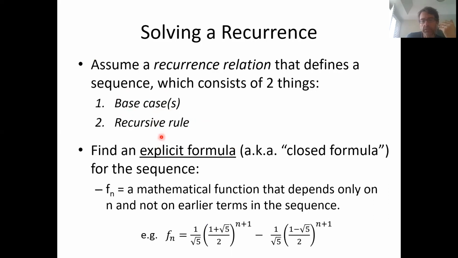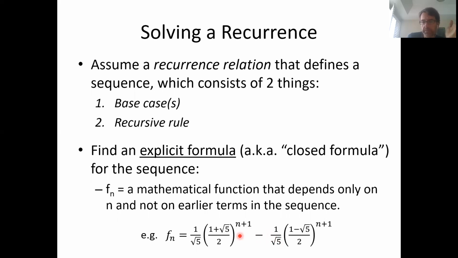Alternatively, an explicit formula or closed formula is some expression, some definition of the same sequence, which makes no reference to other elements in the sequence, right? So I can evaluate f of n as a function that does not reference values of f anywhere, like f of n minus 1. It does involve n, the index, but it's a closed formula in the sense that however big the formula is, I can stick n into it and then hopefully efficiently compute this expression.